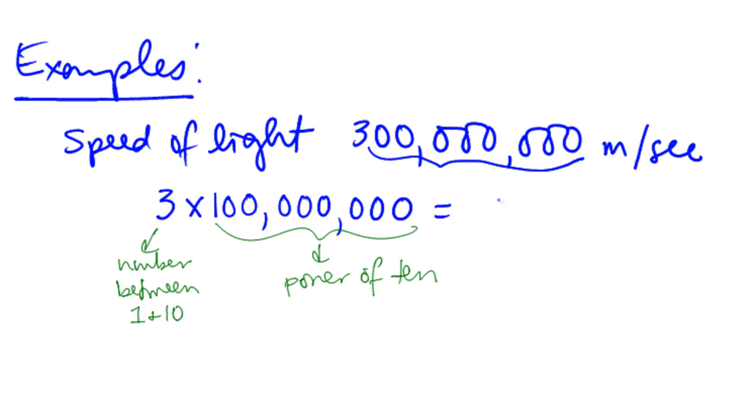Well, we know that 100 million is what power of 10? That's 10 to some power. We know it's going to be a positive power because it's a big number. Well, we can essentially count up the number of zeros: 1, 2, 3, 4, 5, 6, 7, 8. 3 times 10 to the 8th power. So here we have the speed of light written in scientific notation.